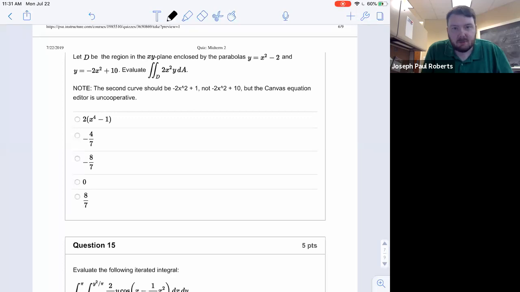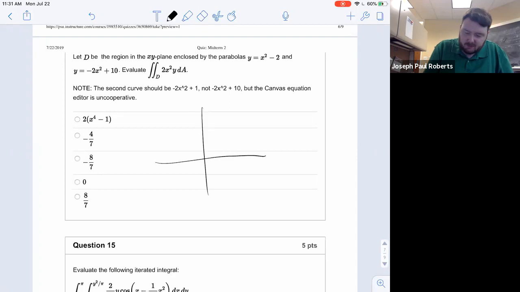D is the region in the xy plane enclosed by y equals x squared minus 2. So y equals x squared minus 2 is what? Your y equals x squared parabola shifted down a little bit. And then y equals 1 minus 2x squared is, well, minus x squared shifted up. So, you know, that's 1. This is minus 2. And this region is what we're dealing with.